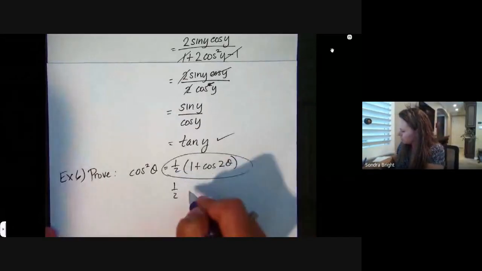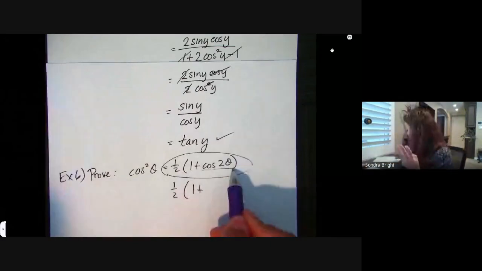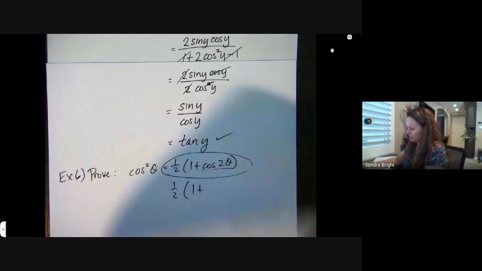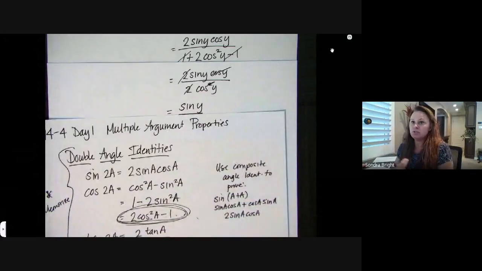It would be a 1/2 times 1 plus, all right, cosine of 2 theta. You've got 3 identities to choose from. I'll show them again, right? This one, and this one. They're all correct to use. It's just if you don't choose the right one, you'll have to do more work, right?